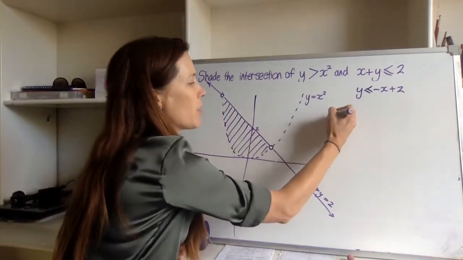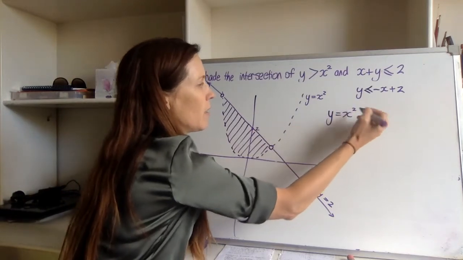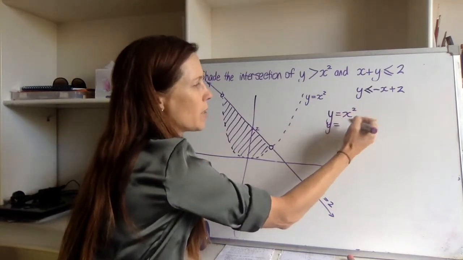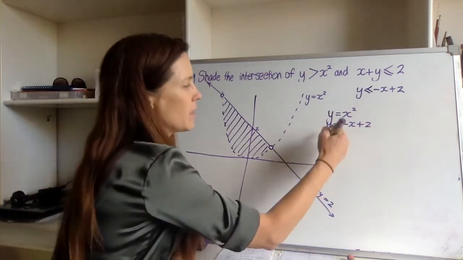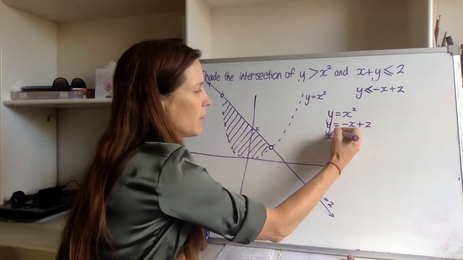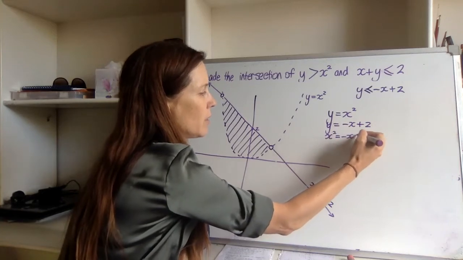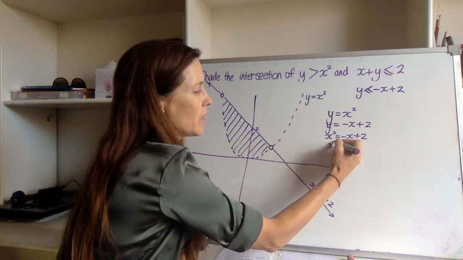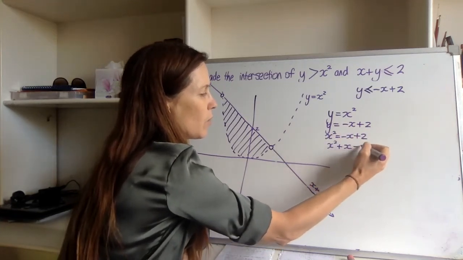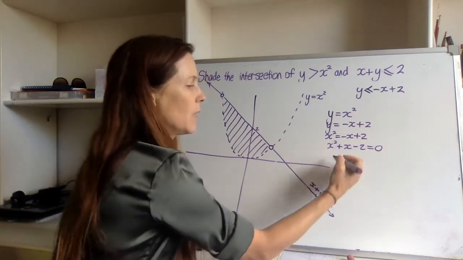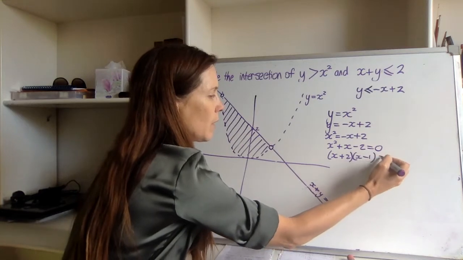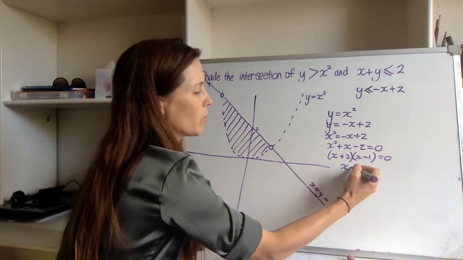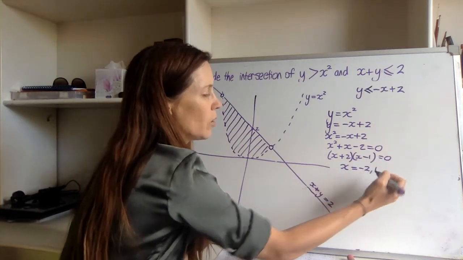So solving these equations simultaneously, I've already got my y equals x squared, and I've got y equals minus x plus 2. That makes it nice and easy to let these sections equal each other, and solving simultaneously, getting everything on one side, I can easily factorize this, and I can see that my intersections are going to occur when x is minus 2 or 1.